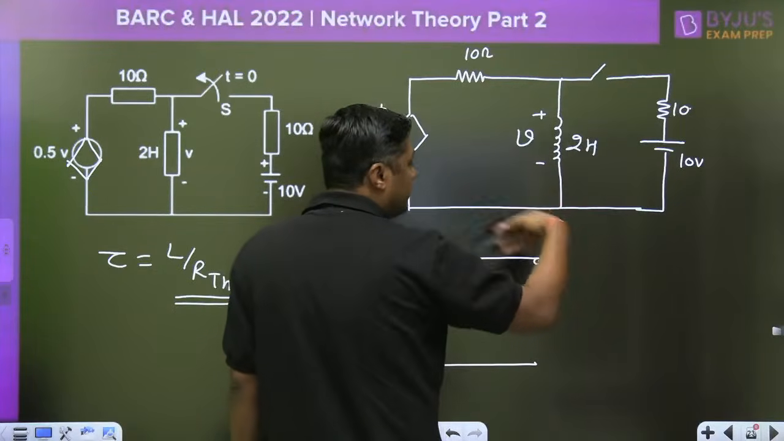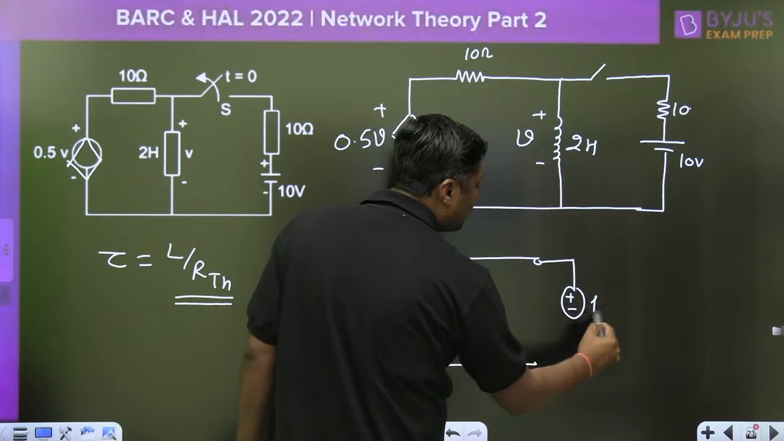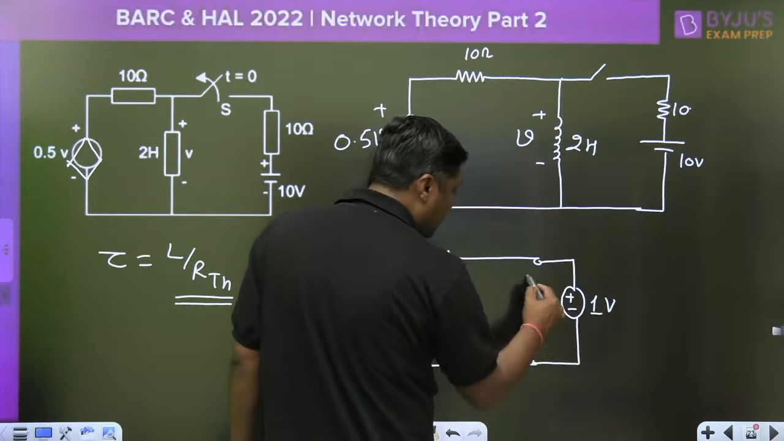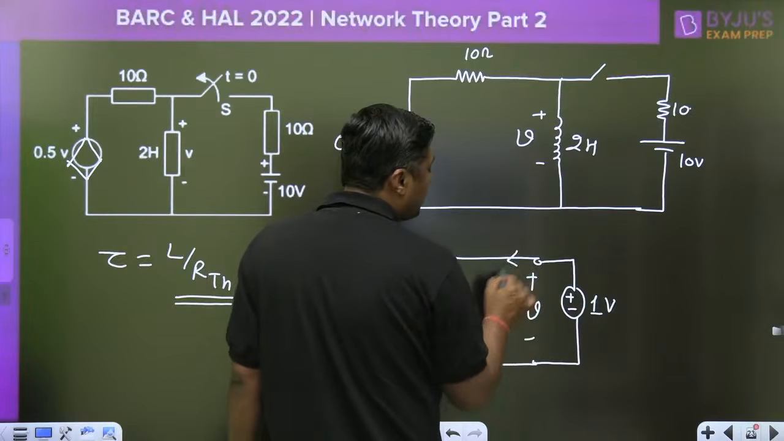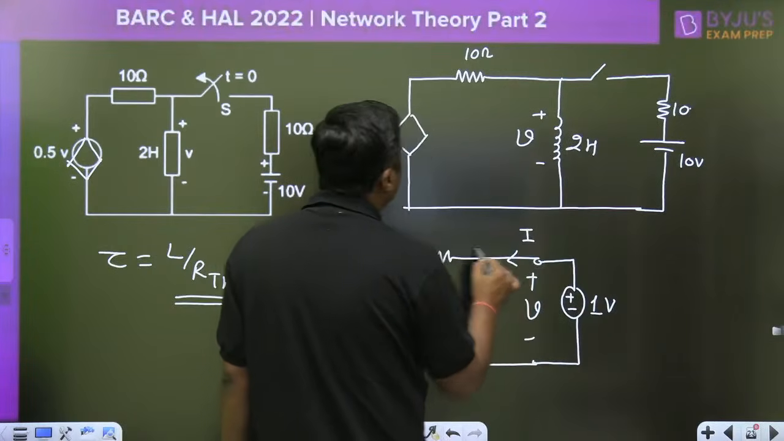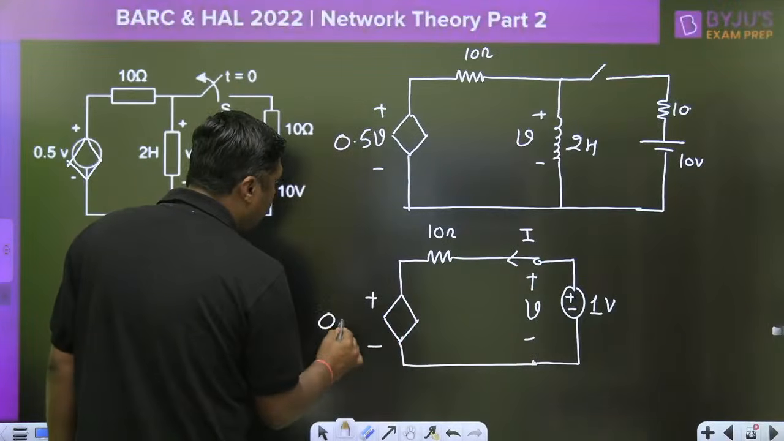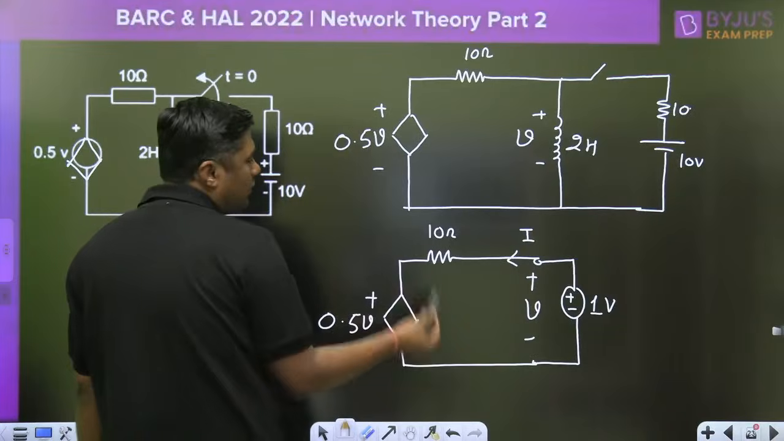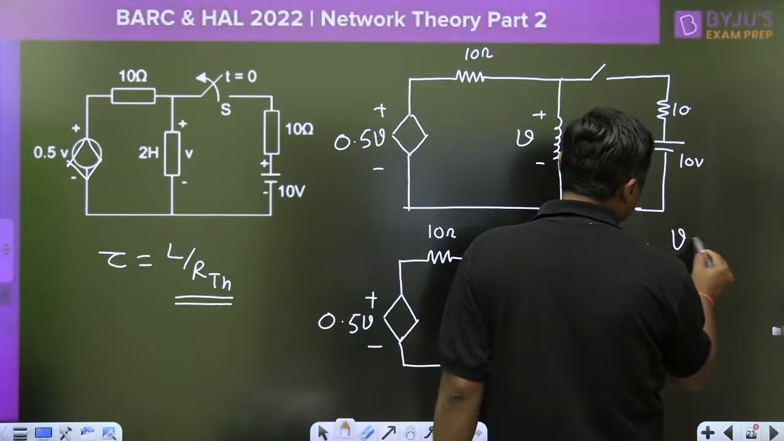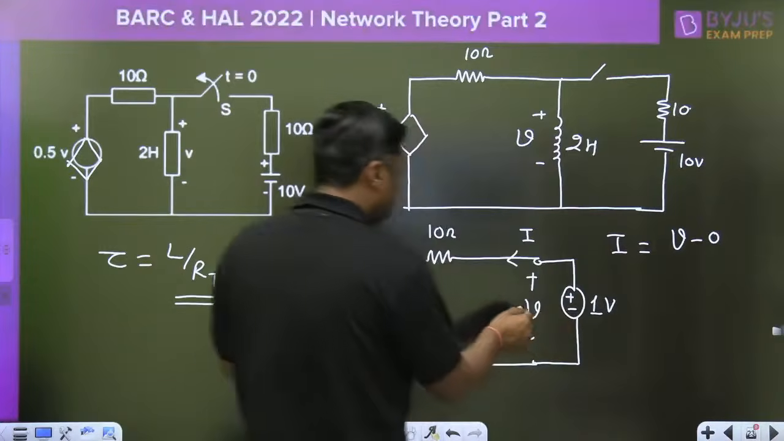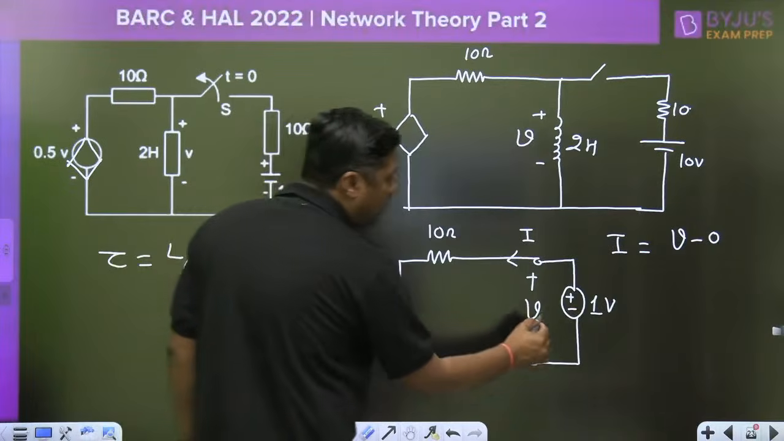First of all, remove it and connect the 1 volt battery. Normally we connect the 1 volt battery, but what is the voltage here? V, and that's why this V will become 1 volt. And what is the current here? I, and that is the 10 ohm, and this is nothing but 0.5 V. What will be the current? I is equal to V minus 0.5 V, V is the 1 volt, so it will become 0.5 and this will become 1.